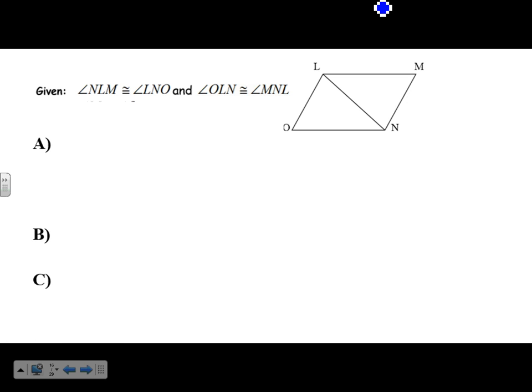Same thing with this next one. The angle NLM and LM is congruent to LNO. And OLN is congruent to M and L. So the other thing we need is that LN is congruent to LN because it's the same line. LN congruent to LN. And again, that's a reflexive property.